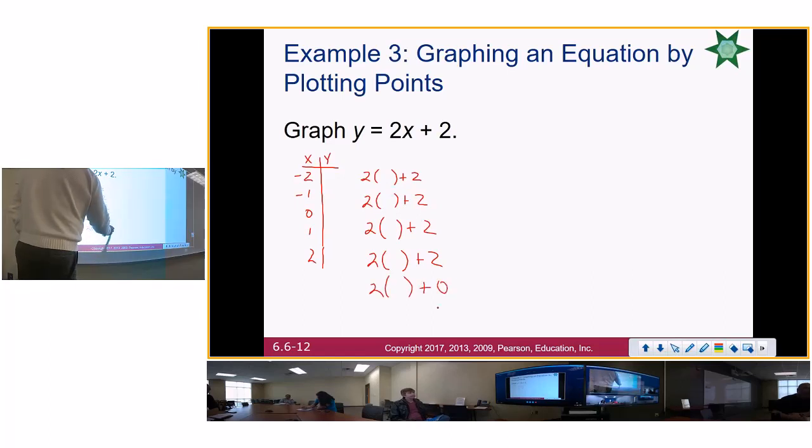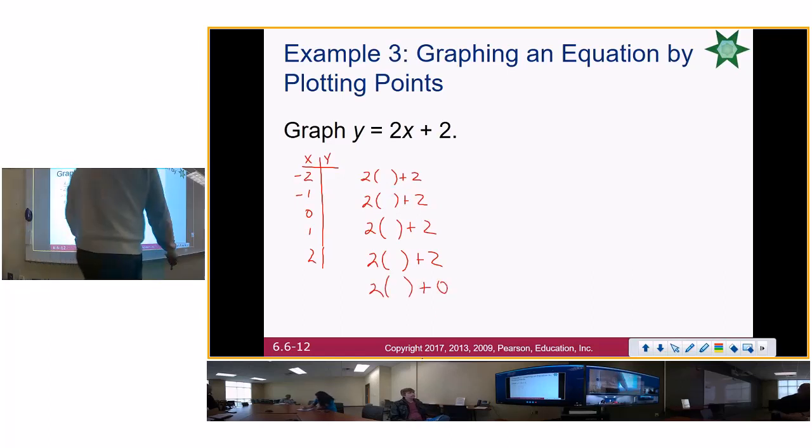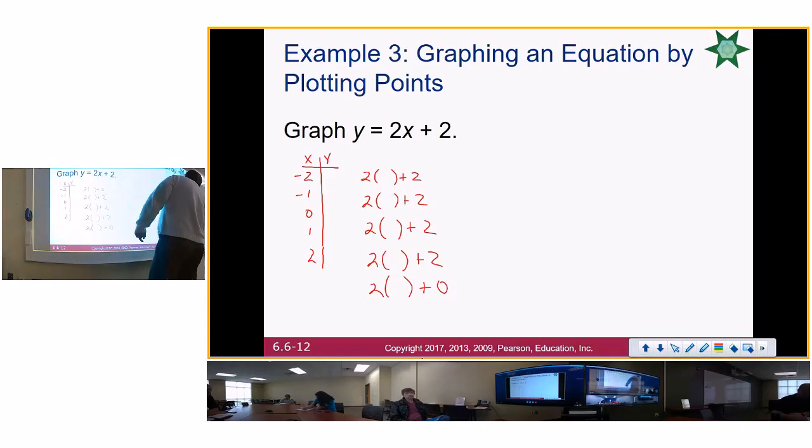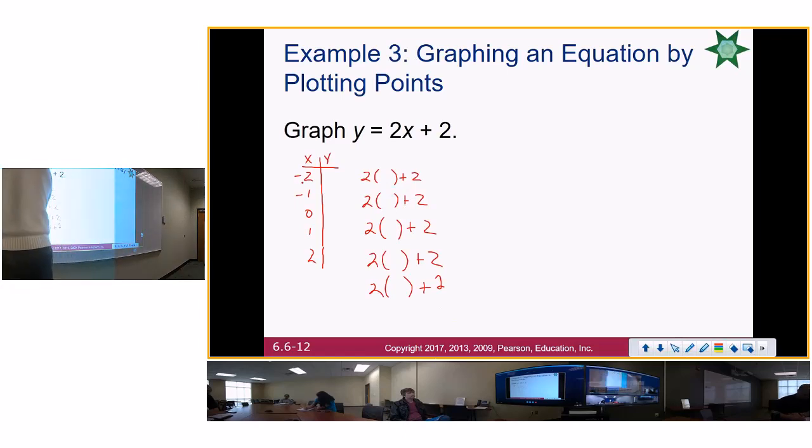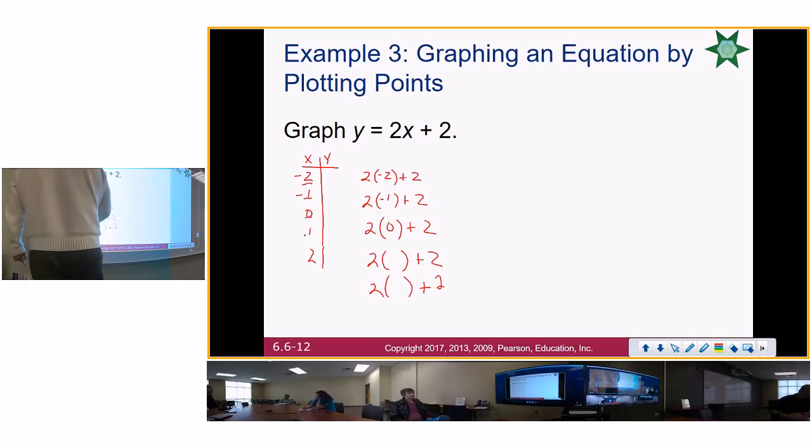Now remember, I'm not teaching the person that invented this. I'm teaching the person that doesn't know how to do it. So that's why I'm writing everything out. So now I'm going to plug and chug. That one, -2. That one, -1. That one, 0. 1 and 2.